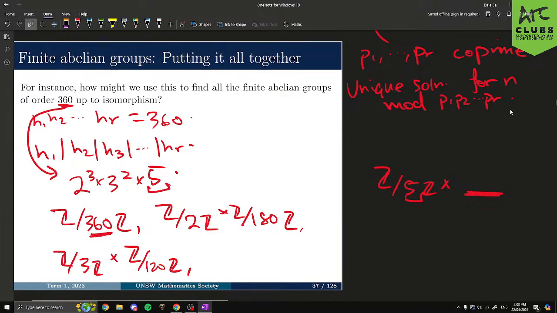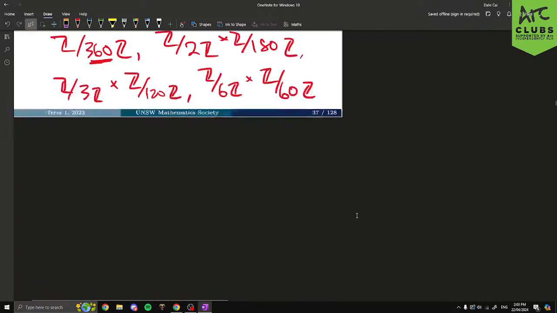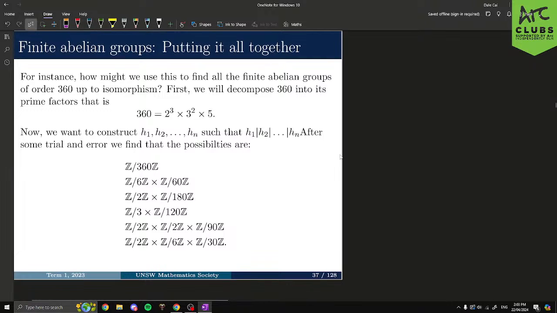Okay, so what more could we do? Well, we could take, for example, Z mod 6Z, so you can think of this as 2 times 3. Then I need to grab another 2 and another 3 in my next term. If I take everything else, then that actually will also work. And you can keep doing this process until you list through all of them. And you'll find that these are all the possible finite abelian groups that have an order of 360 up to isomorphism.